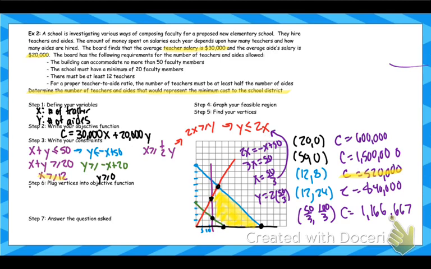How they're going to get that is when you have 12 teachers and 8 teachers' aides. And then, again, if you want to know what that amount was, that would be the $520,000.